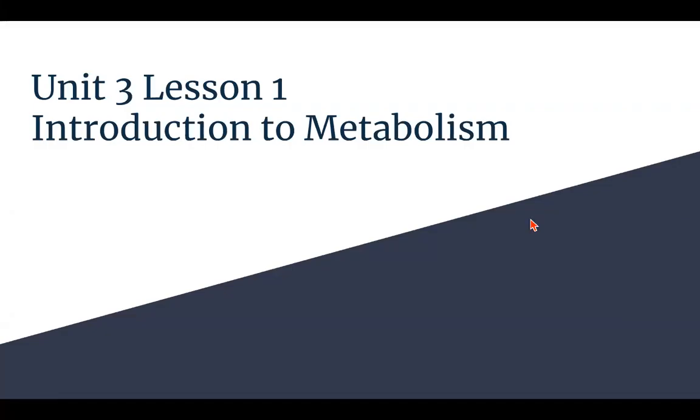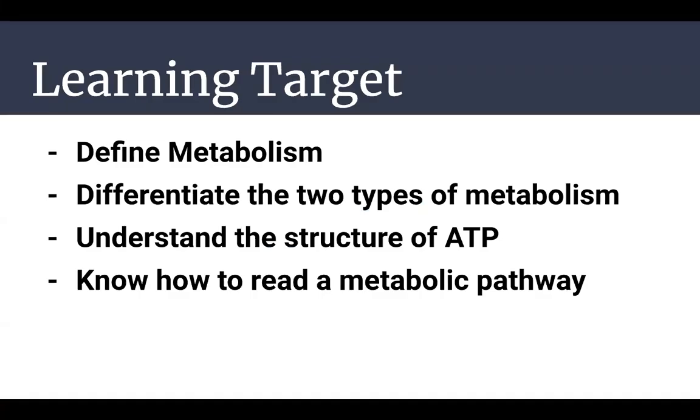Hi, so after our unit 2 on cell membrane and how diffusion and osmosis work, we're now moving on to our unit 3. And unit 3 is focused on metabolism. So our first lesson is to look at what exactly metabolism is. We will look at the two major categories of metabolism, and we'll understand the structure of ATP, how it functions, how it provides energy for the cell to function. And then we'll get to know how to read a metabolic pathway map.